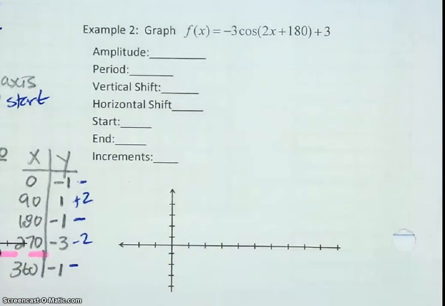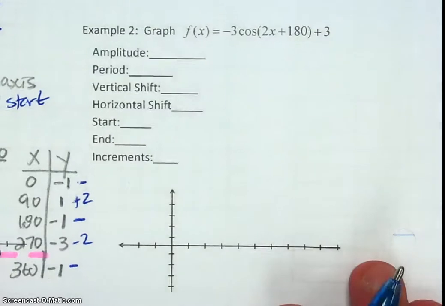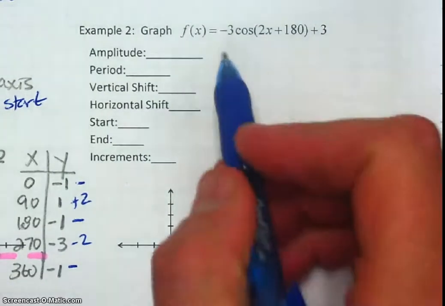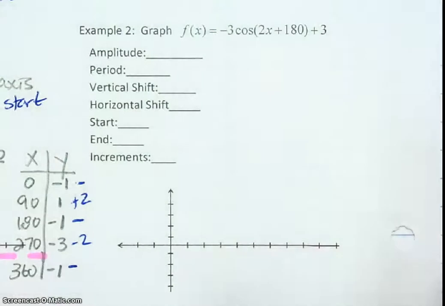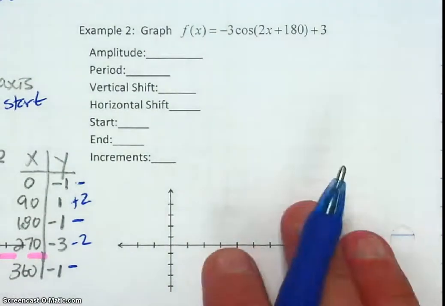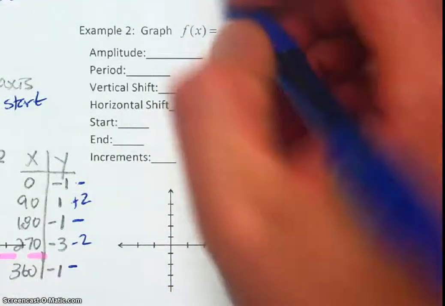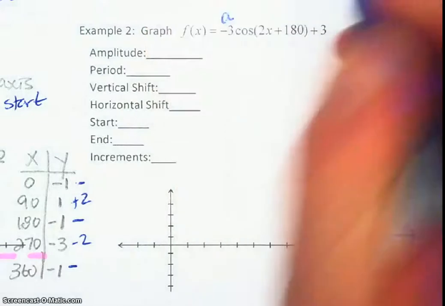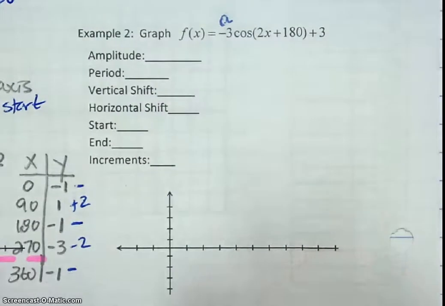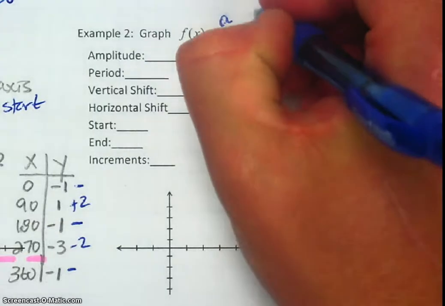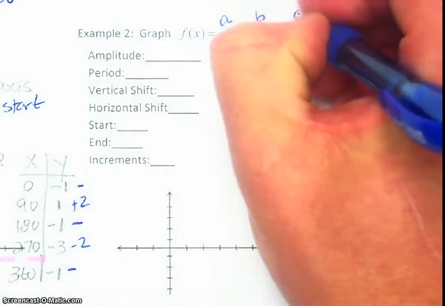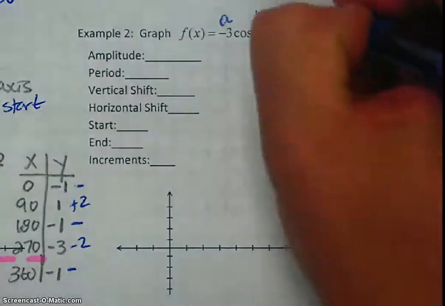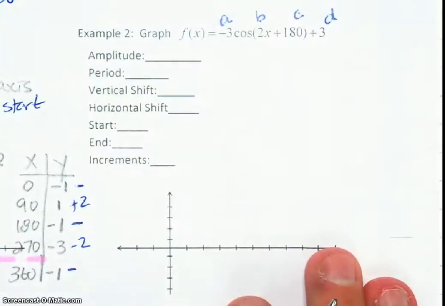Alright, so in looking at this example, I'm going to do it just like I did example 1. I'm going to go ahead and label A, B, C, and D. Labeling C is really not that big a deal, but I'm just going to go ahead and do it. But the -3 here, that's my A value. Now notice this one is negative, so that's actually going to do something to the graph, and I'll tell you that in just a minute. My B value is 2, it's the number that's in front of X. My C value in this case is the 180 over here, and then my D value is the +3.